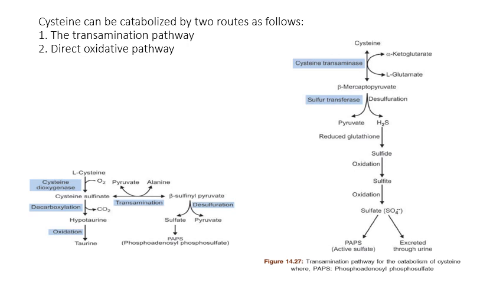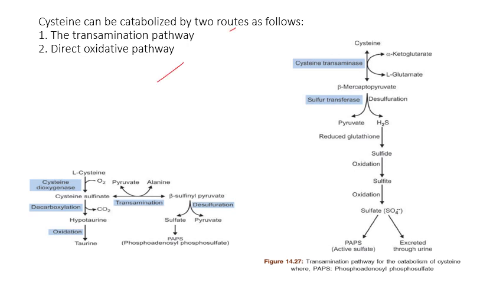In that pathway itself we have seen that cystine undergoes reduction to form cysteine, which is a reversible reaction. Here also, the major catabolic fate of cystine is conversion of cystine to cysteine, and the reaction is catalyzed by the cystine reductase enzyme, as shown in the previous figure. Now cysteine can be catabolized by two routes: the first one is the transamination reaction, and the second one is the direct oxidative pathway.